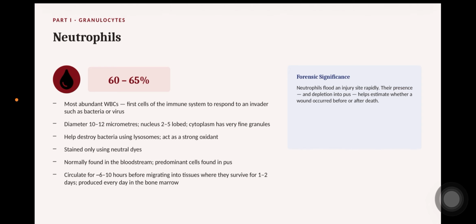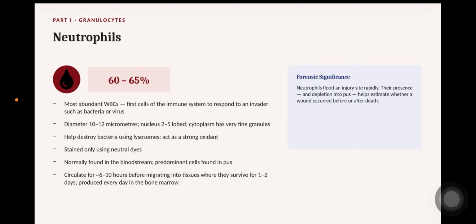They help destroy bacteria using lysosomes, act as strong oxidants, stained only using natural dyes, normally found in blood streams, predominant cells found in pus. They circulate for 6 to 10 hours before migrating into tissues, where they survive for 1 to 2 days. They are produced every day in the bone marrow.